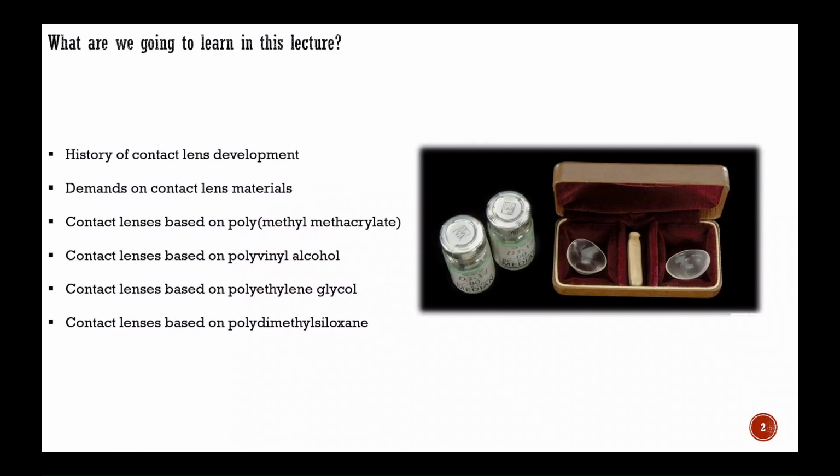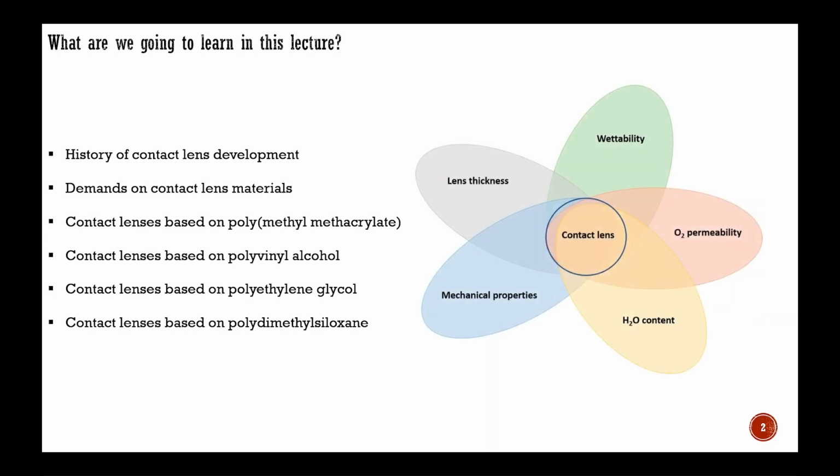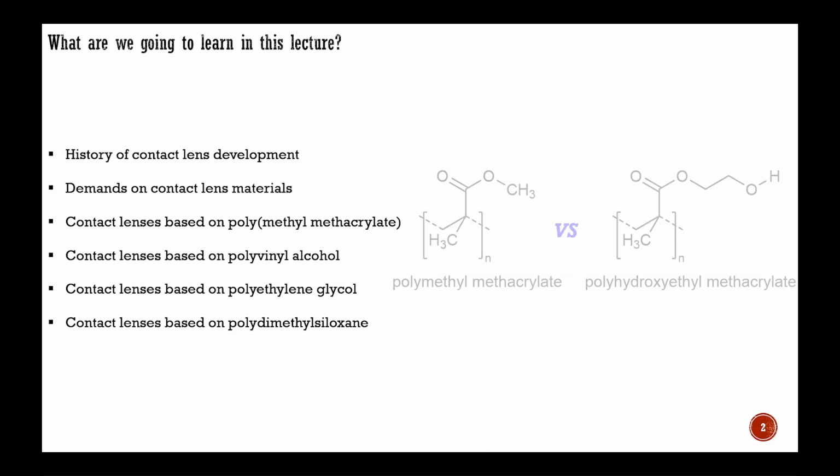We will begin with a brief discussion on the history of contact lens development. Next, we will explore the key consumer demands for contact lenses and examine what these requirements mean for material scientists working on their development. After that, we will go through the main classes of modern materials used in lens production.